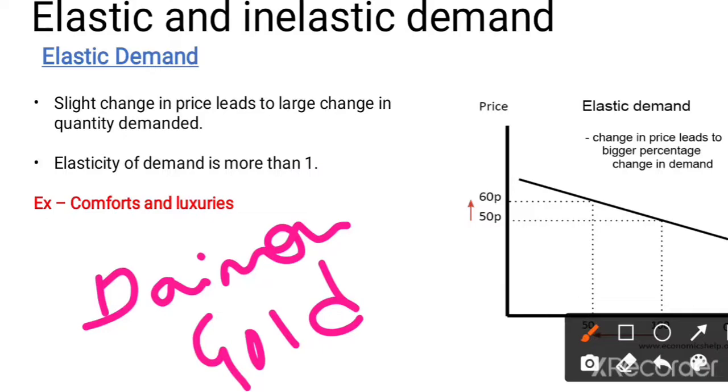Why will gold and diamond come under elastic demand? When a slight change in the price of gold happens in the market, what happens to your quantity demanded? You will not purchase gold; your demand will change by a very large amount. So when a slight change in price leads to a high change in quantity demanded, it is called elastic demand. The examples under this are comforts and luxuries.